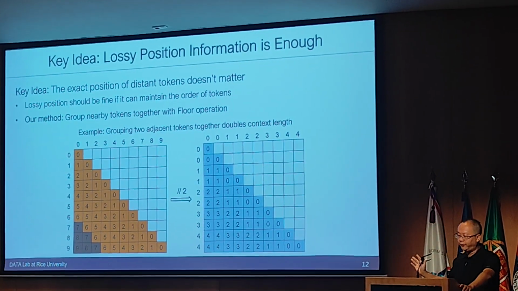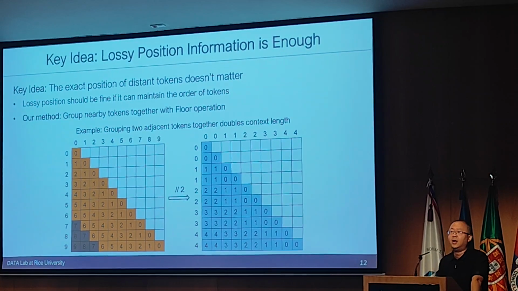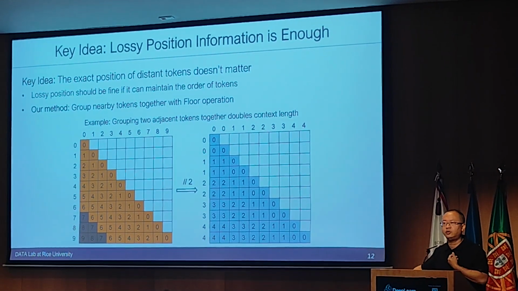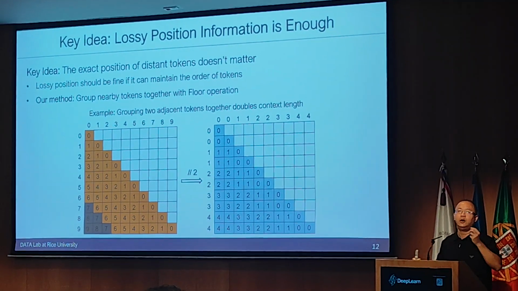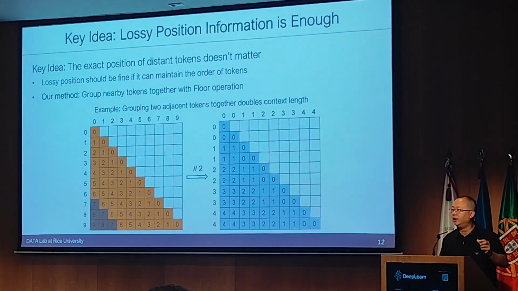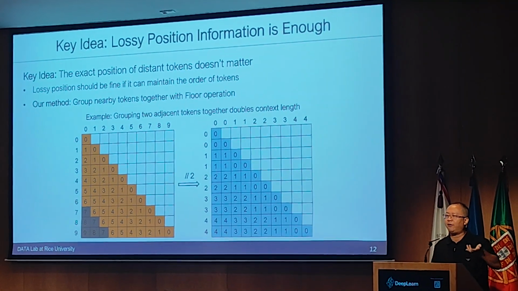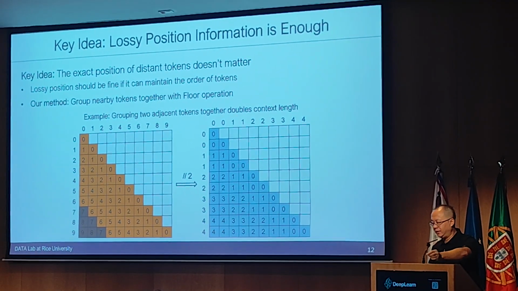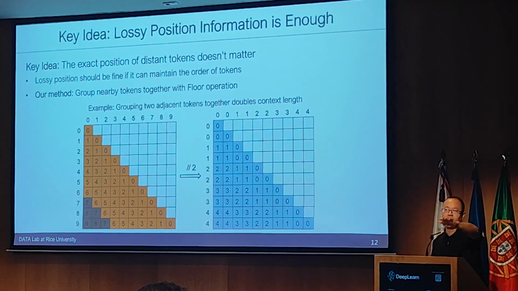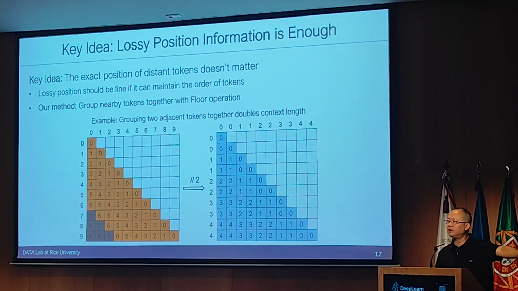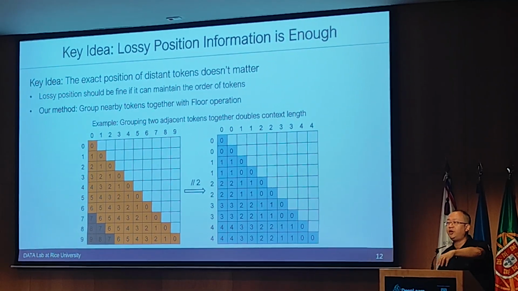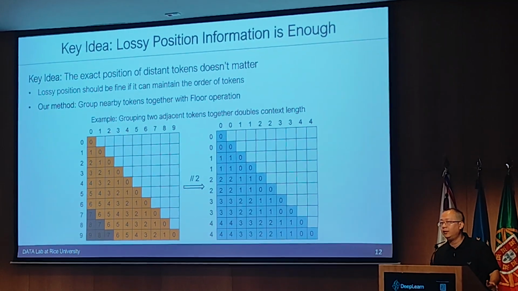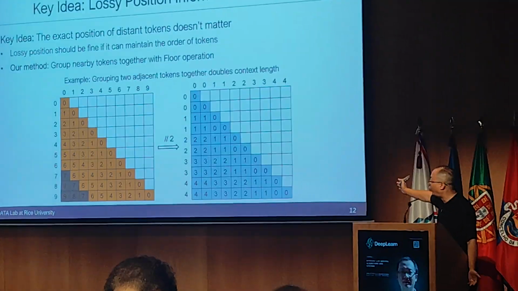That's why the philosophy of lossy information here is that human beings, as well as large language models, do not need to remember the exact position. Sometimes rough, very blurred information is enough, whether it happened 5 tokens away or 500 tokens away, as long as we are able to distinguish nearby tokens from far away tokens. That's the philosophy of how we design this kind of algorithm.